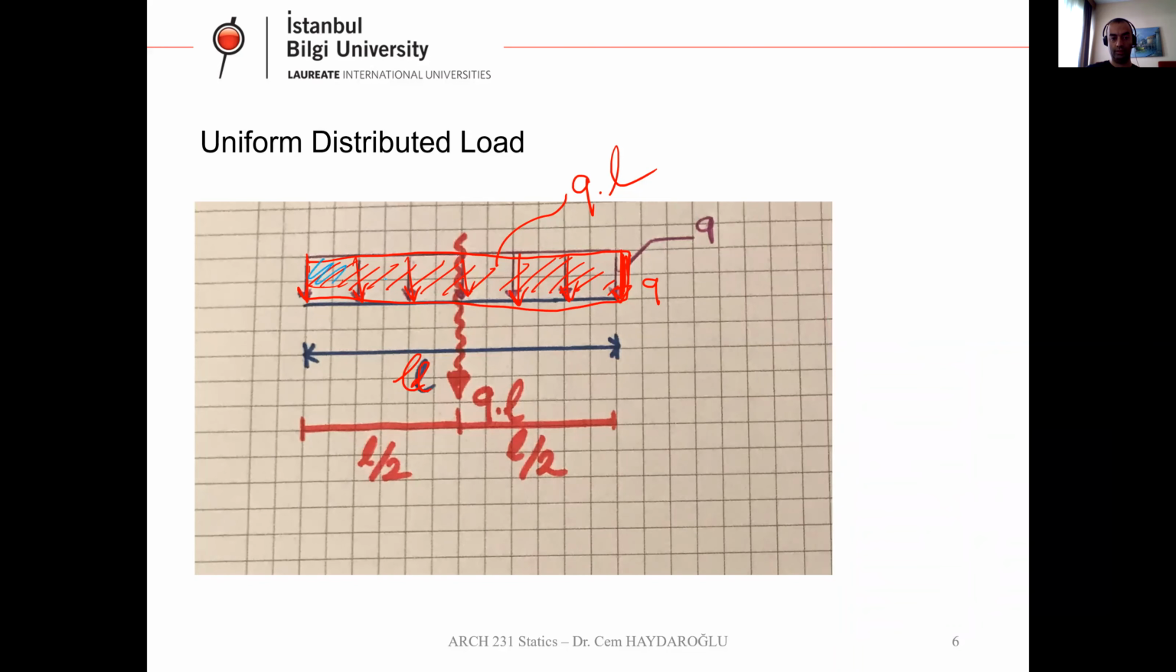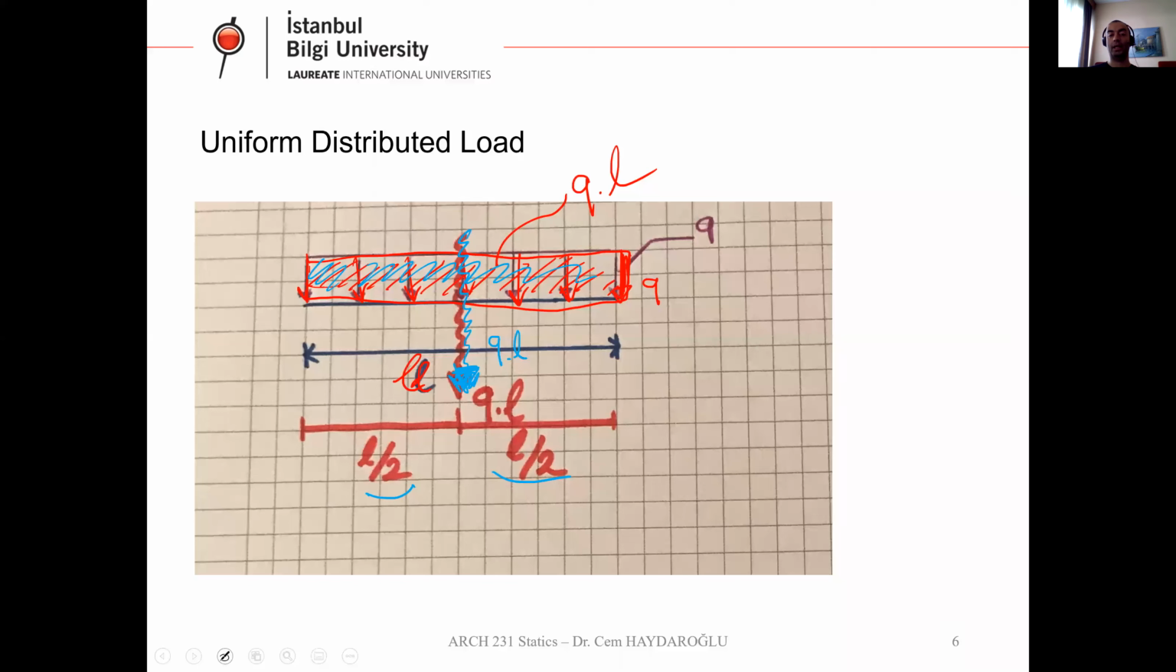So I have this rectangle, the center point is here. Center point is here. If the total length is L, L over 2 and L over 2. This is the center point. The total magnitude is Q times L. The location of this concentrated load is important for my calculation.